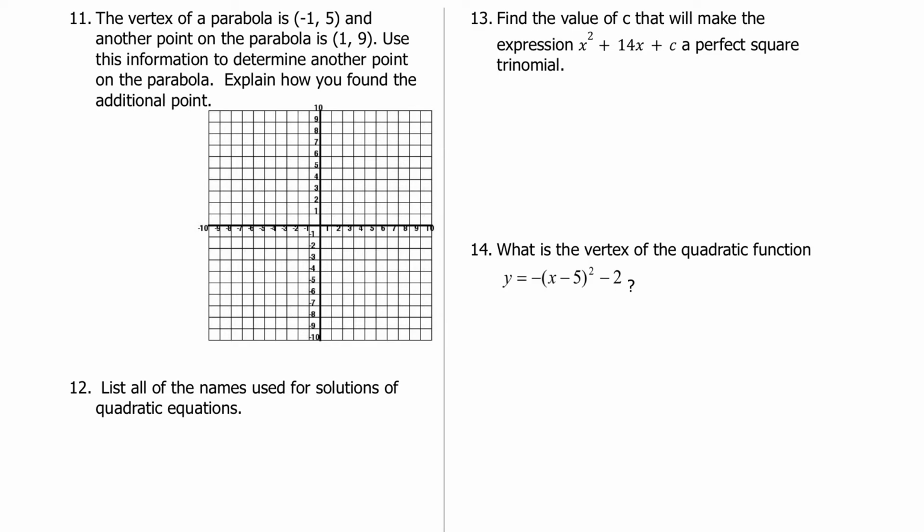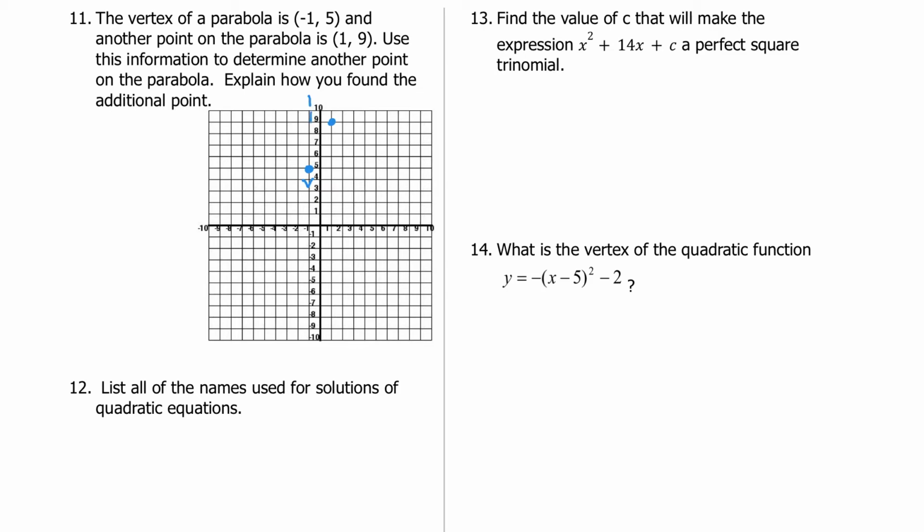All right, moving on to number 11. It says the vertex of a parabola is at negative 1, 5. So I'm going to go ahead and graph that. So here's my vertex. And it says another point on the parabola is 1, 9, which would be right here. Use this information to determine another point of the parabola and explain how you found the additional point.